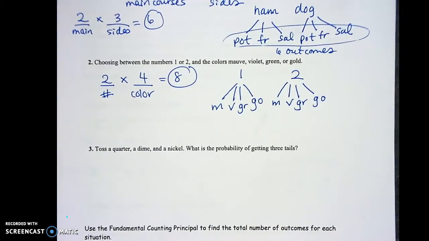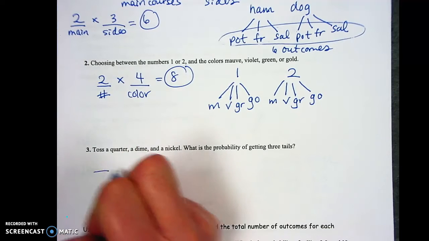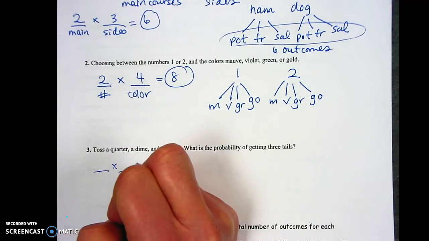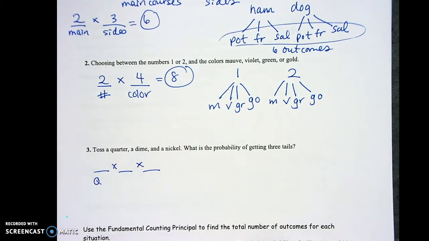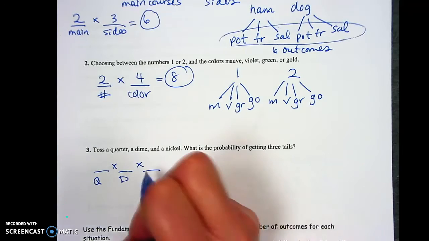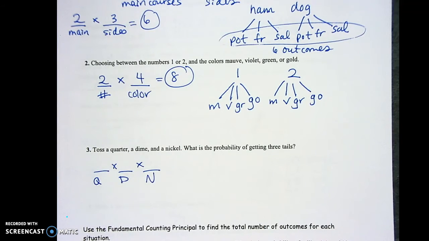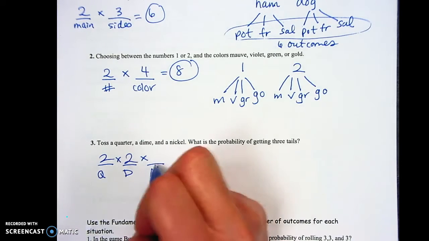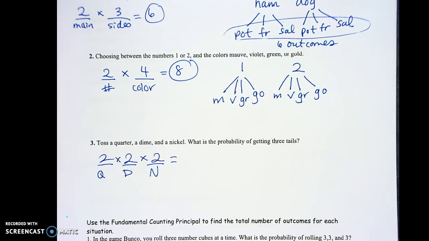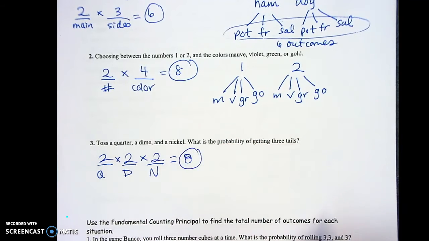Toss a quarter, a dime, and a nickel. What is the probability of getting 3 tails? So fundamental counting principle again. I have 3 different events happening. So this time 3 lines. My first event is tossing the quarter. Q for quarter. Second event, tossing a dime. Third event, tossing a nickel. Well, every time you toss a coin, there's 2 possible outcomes, heads or tails. That's true for a quarter. The same is true for a dime. The same is true for a nickel. 2 times 2 times 2 is 8 possible outcomes.